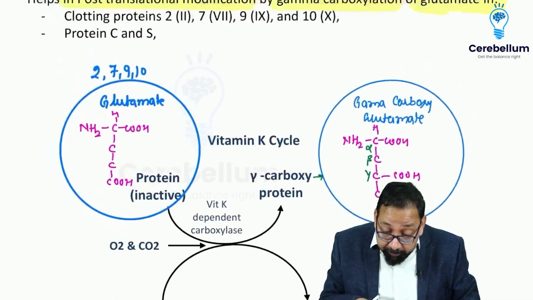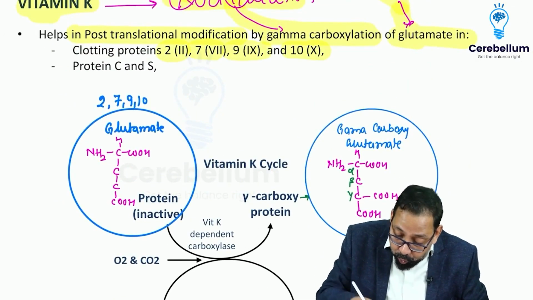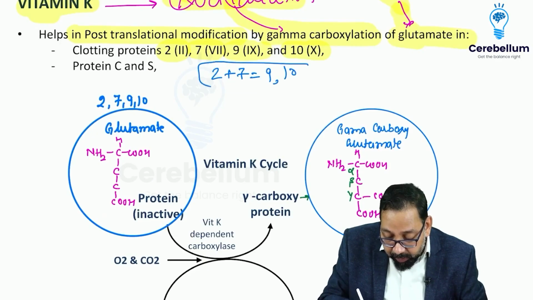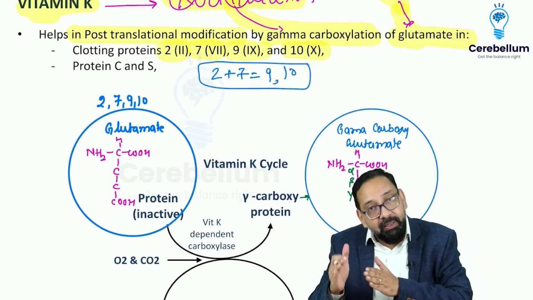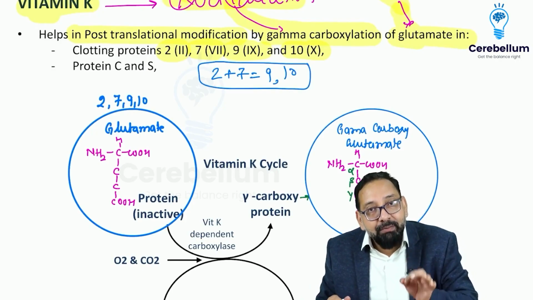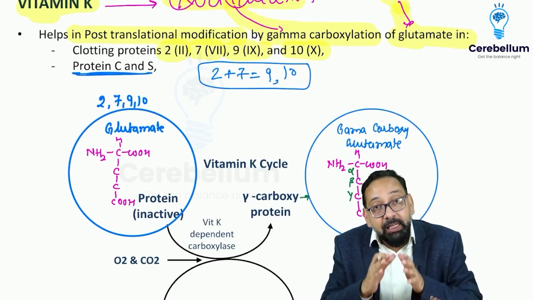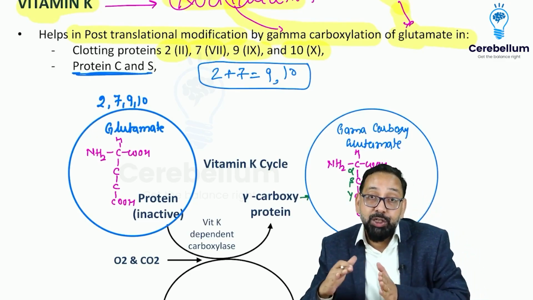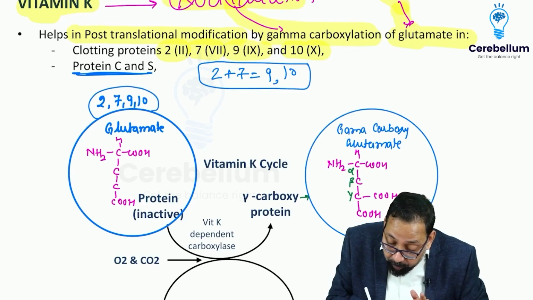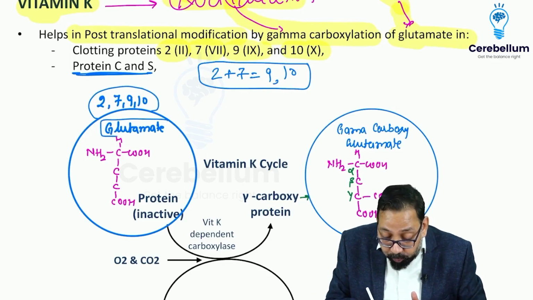We found that clotting factor 2, 7, 9, 10. 2 plus 7 is equal to 9 and the next is 10. This is the mnemonic. We found that clotting factors 2, 7, 9, 10 and protein C and S are activated by gamma carboxylation of glutamate. Suppose clotting factor 2, 7, 9, 10. In this clotting factor, one amino acid is glutamate.